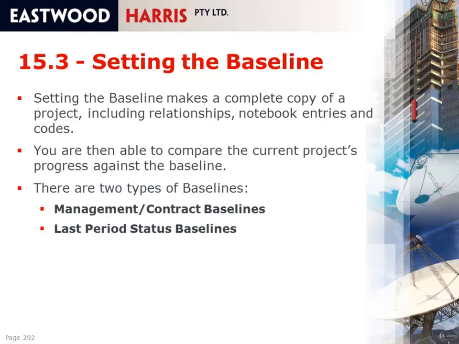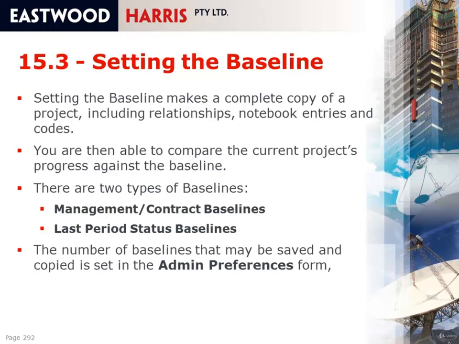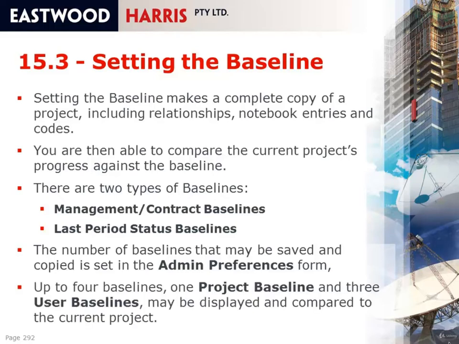The number of baselines that may be saved and copied is set in the admin preferences form, and you can save as many baselines as you like. There doesn't appear to be a practical limit, but when you copy a project, the maximum number of baselines you can copy with the project is 50. You can display up to 4 baselines as a project baseline and 3 user baselines. And you'll find that as you go from project down through the user baselines, less and less baseline data may actually be read at the current schedule level. So you need to be careful about the sort of data you can read.